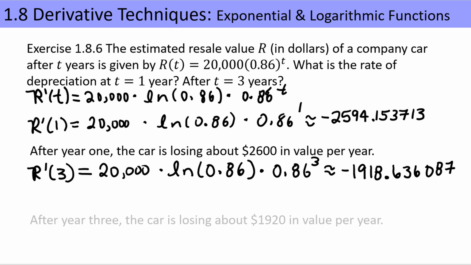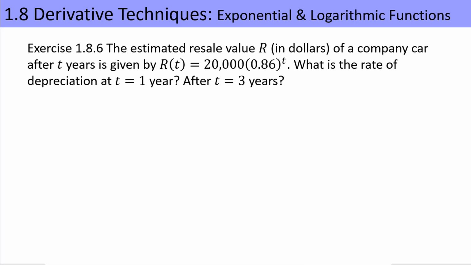What does this mean? It means that after year 3, the car is losing about $1,920 in value per year. You can also solve this problem using the numerical differentiation feature of your TI-84.